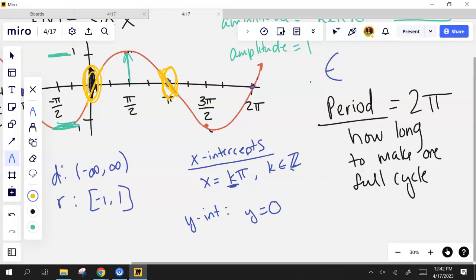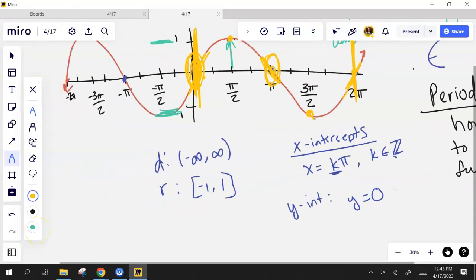So how long does it take me to get back to the point with the 0 going up? Well, 0, up, 0, down, 0, and here I am going back up. So from here to here is one full cycle of the graph. I could cut that and just keep pasting it over and over. So 2 pi is how long it takes to make one full cycle through. Yes, that span from 0 to 2 pi.